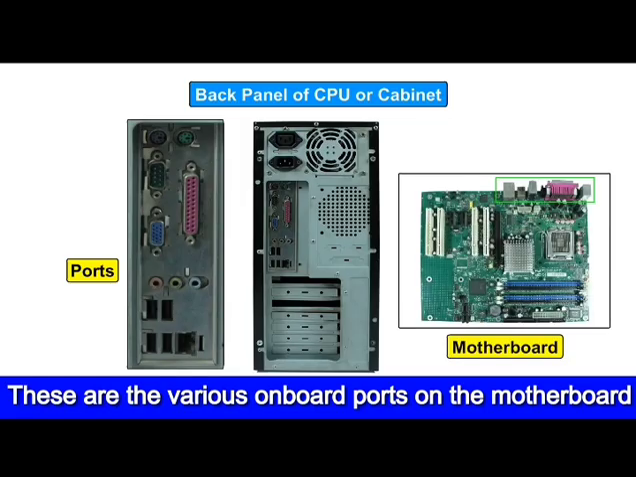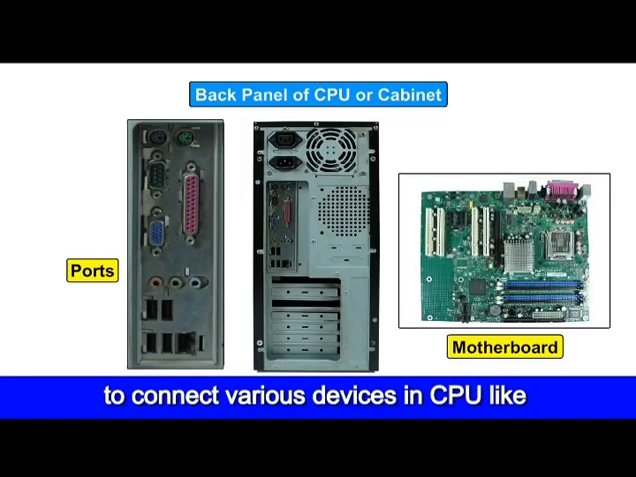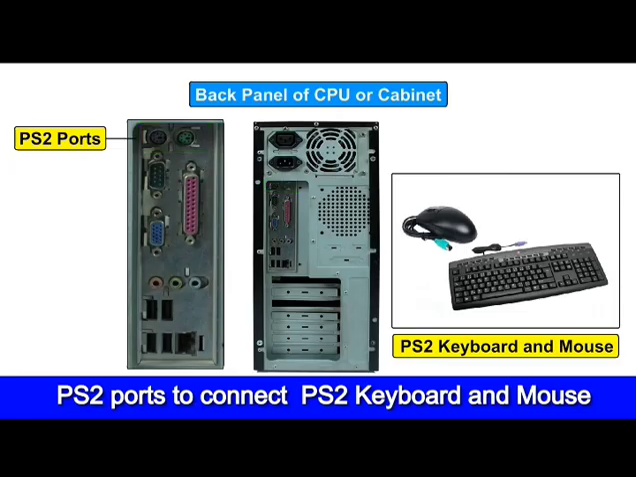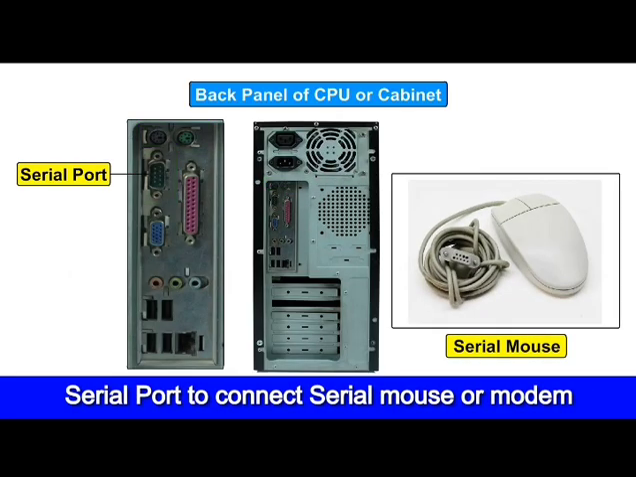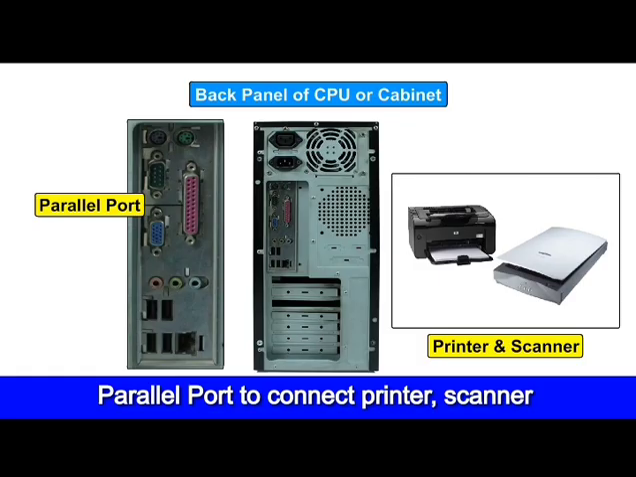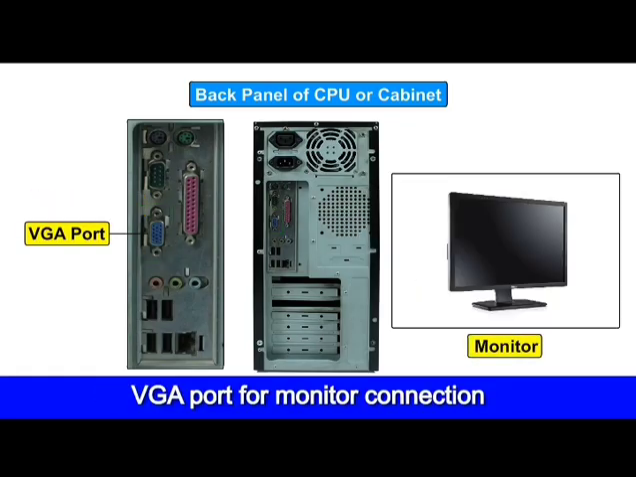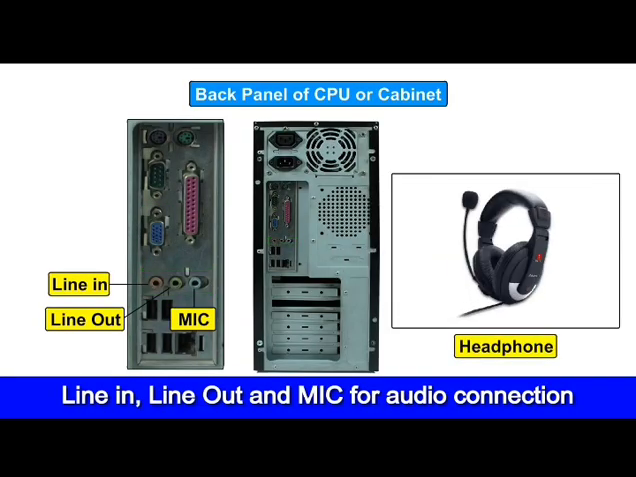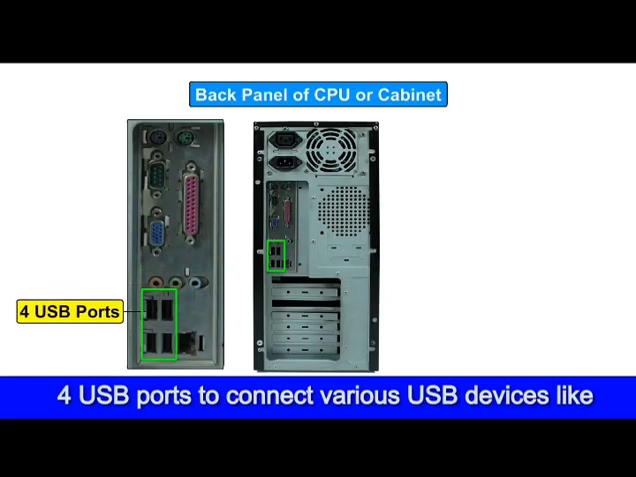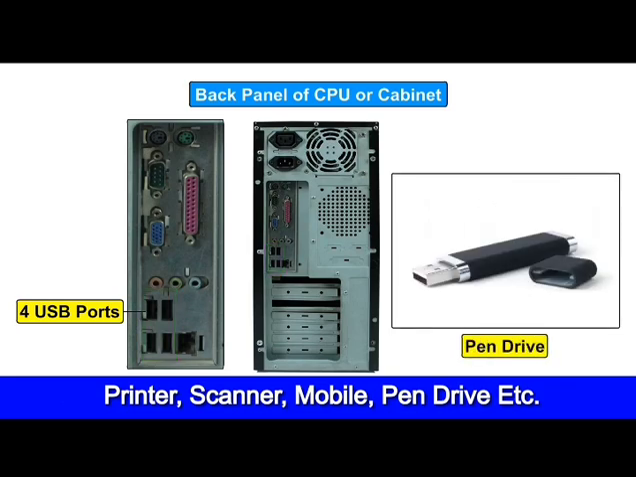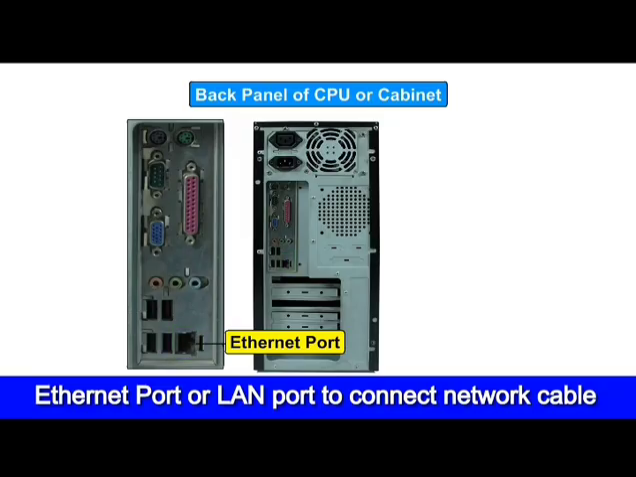These are the various on-board ports on the motherboard to connect various devices in CPU like PS2 ports to connect PS2 keyboard and mouse, serial port to connect serial mouse or modem, parallel port to connect printer, scanner, VGA port for monitor connection, line in, line out and mic for audio connection, 4 USB ports to connect various USB devices like printer, scanner, mobile, pen drive, etc. Ethernet port or LAN port to connect network cable.